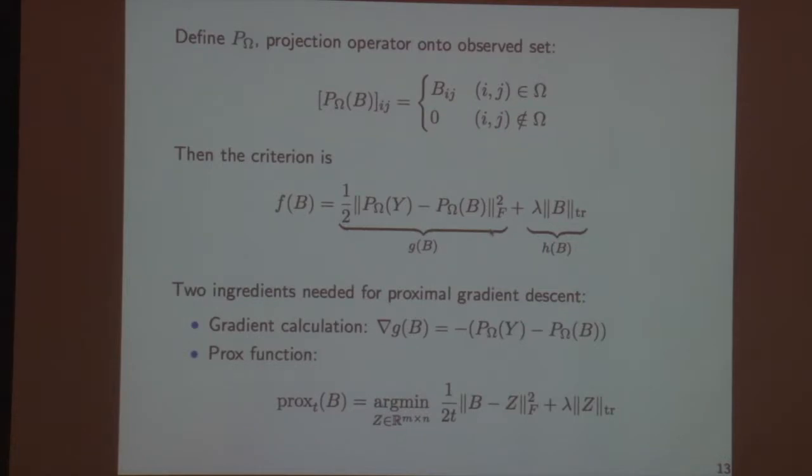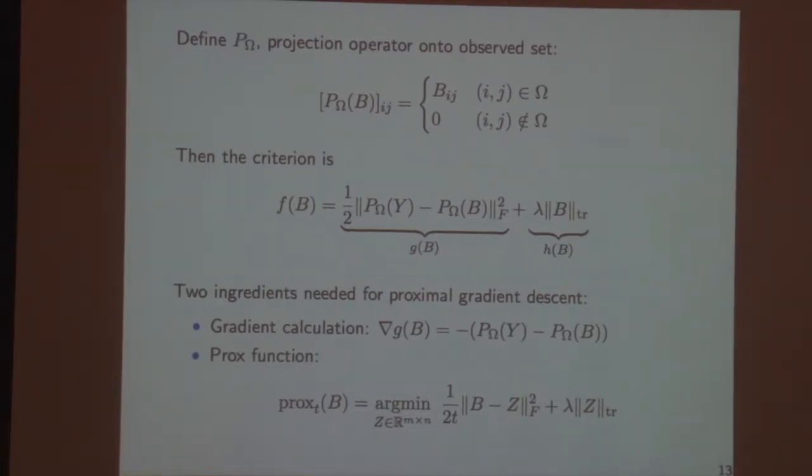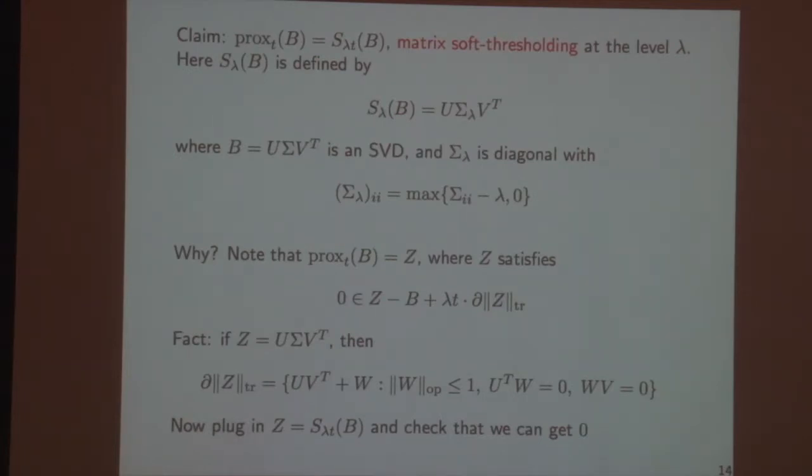And the proximal operator we saw involved a matrix soft thresholding. So it's kind of a generalized version of what you do in the L1 case and the vector case to matrices. We actually proved this in class.